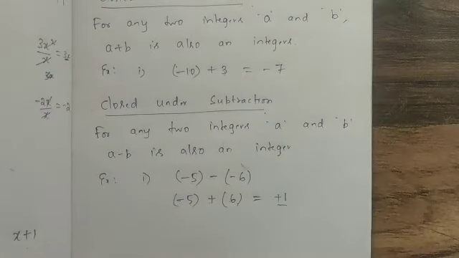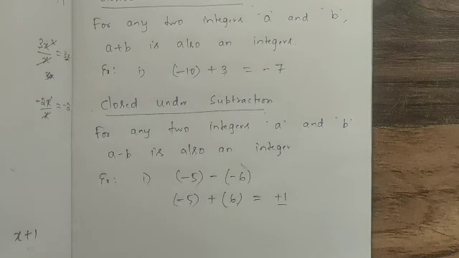So in the next class, we will study about commutative, whether integers are commutative under addition or commutative under subtraction. So let us study that in the next class. Then we will go for the next properties: associative property, law of identity, law of inverse, distributive property. Those properties we will learn one by one.